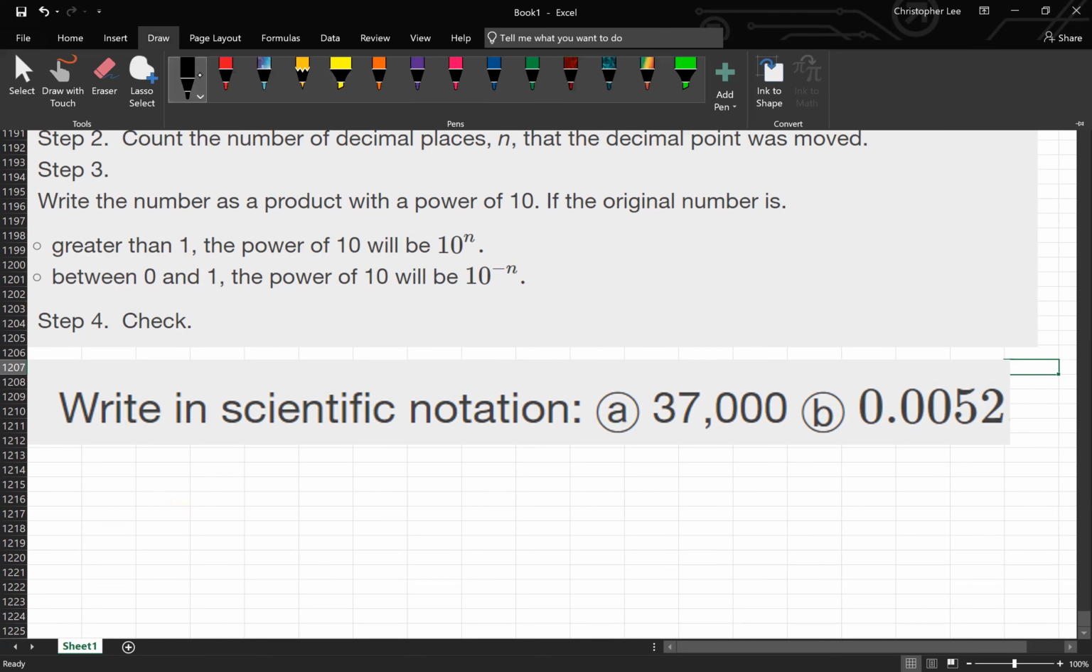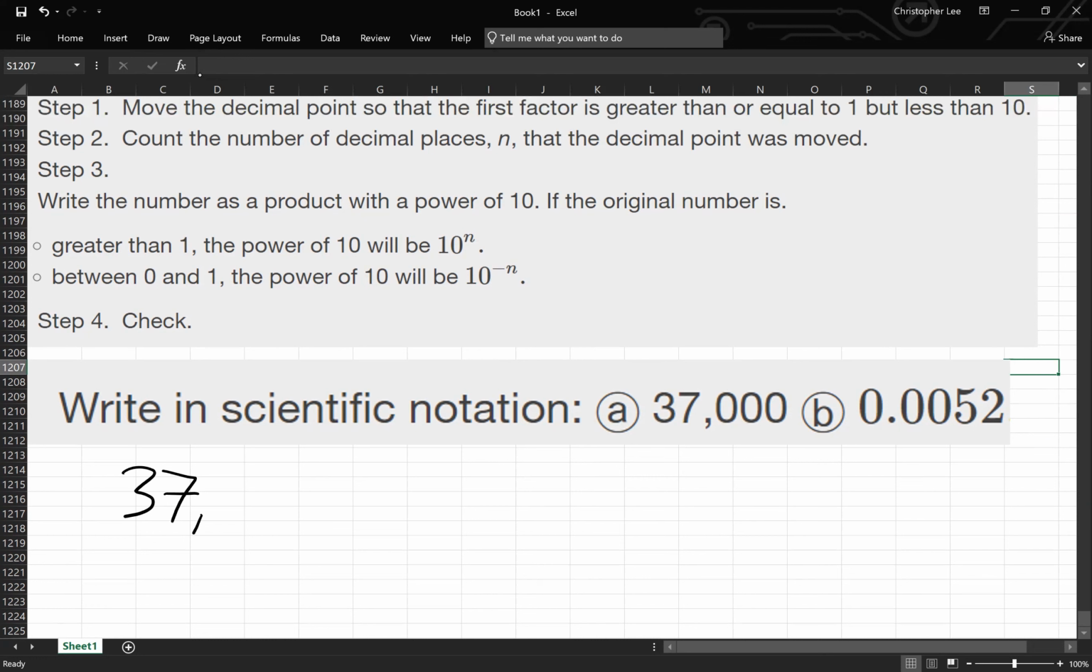I want to convert 37,000 to scientific notation. Remember, there's a decimal point right here, right after that zero. I want to move this 1, 2, 3, 4 spaces to the left. I can't stop after the 7 because 37 is bigger than 10.